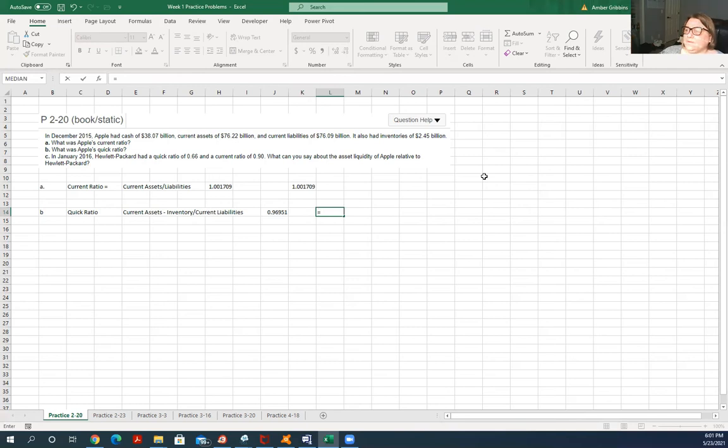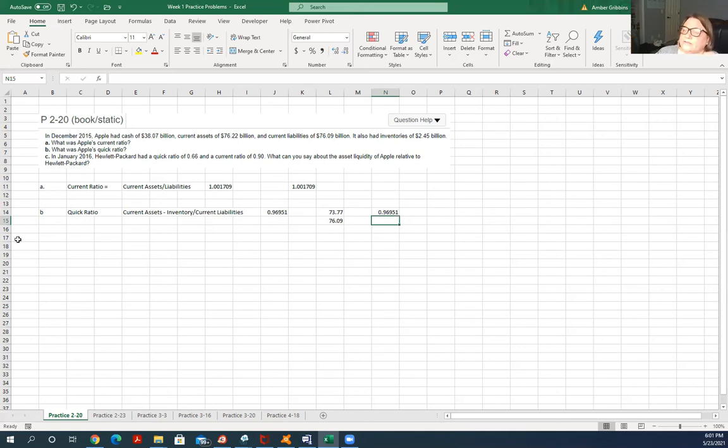Then we'll use the quick ratio. So to do that, again, we're going to take the current assets, 76.22 billion, and we're going to subtract out the inventory, 2.45 billion. Then we're going to divide that by the current liabilities, 76.09. So I'll just take these two, and I'm going to use the cell reference function just by clicking on the cell to divide these two, and you get 0.96951. That means for every liability out there, our assets less inventory is a little less than $1.